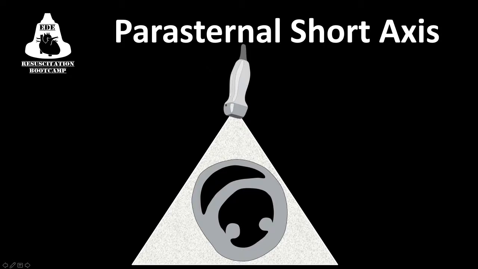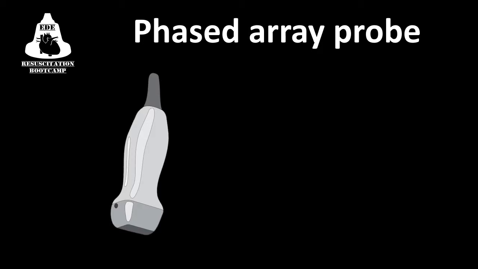Hello everyone, this is a brief tutorial on the parasternal short axis view of the heart. Begin by using the phased array probe with its low frequency and small footprint that fits nicely between the ribs. Remember to choose a cardiac preset.